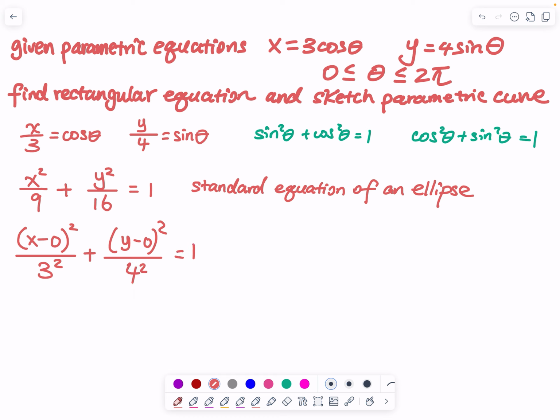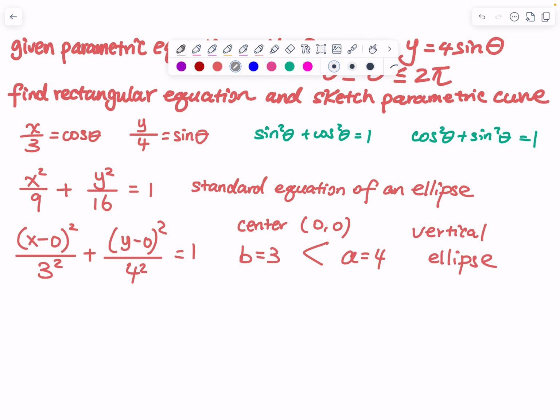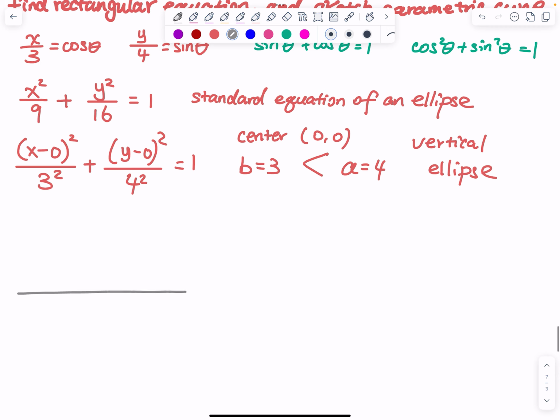This tells me the center of the ellipse is at 0, 0, the 0, 0 you see in the equation. And then b equals 3, and a equals 4. a is greater than b, so that tells me this is a vertical ellipse. Let's sketch a vertical ellipse. A vertical ellipse looks like that.